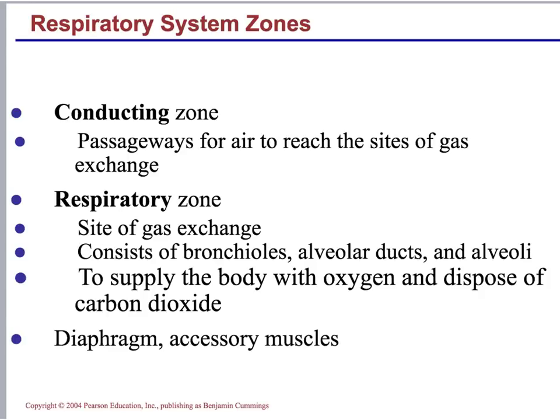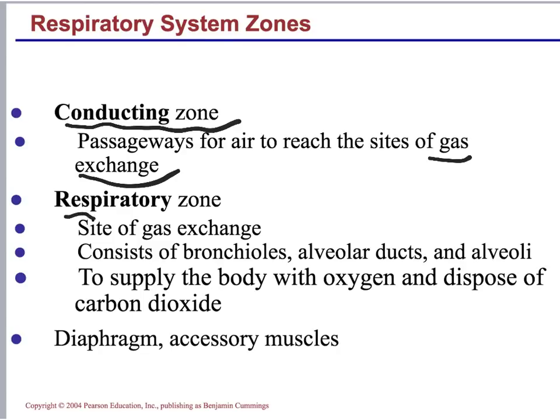As for the respiratory system by itself, when we look at the components of the respiratory system, we can actually divide it into 2 different zones. And these zones are classified based on whether the gas exchange is happening or whether these passageways only serve as conduits. Areas of the respiratory system that are known as conducting zones are the areas that are only for passageway, so they only allow the air to pass through.